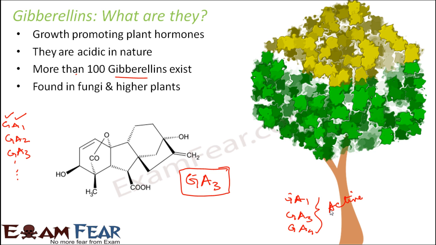They are generally found in fungi and in higher plants. Of course, in fungi, you know from its history. And it is also found in higher plants. So that is how natural gibberellic acid is extracted.